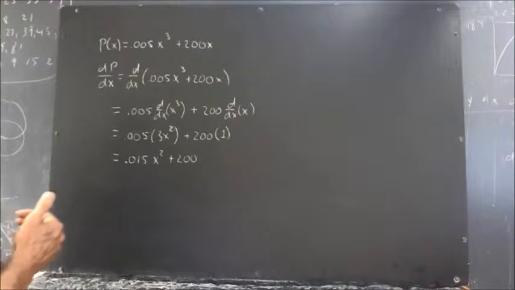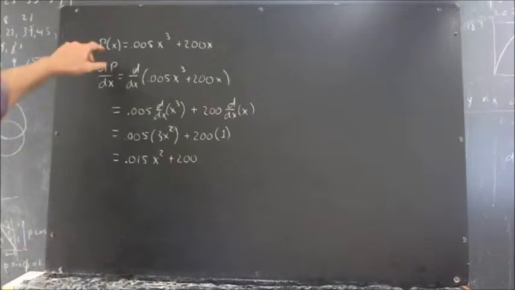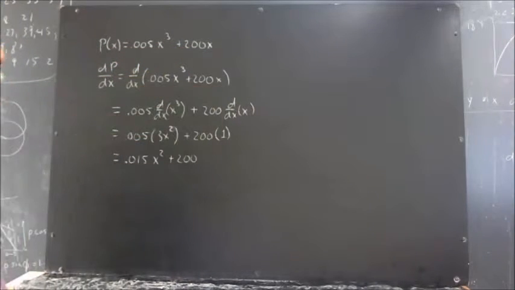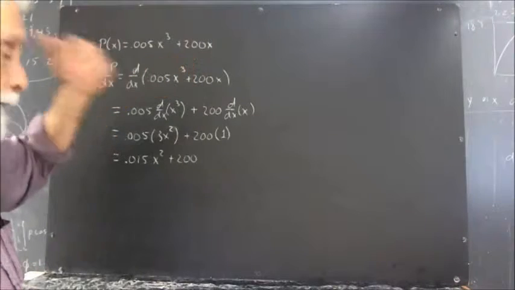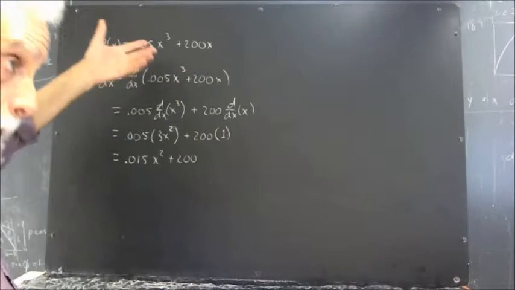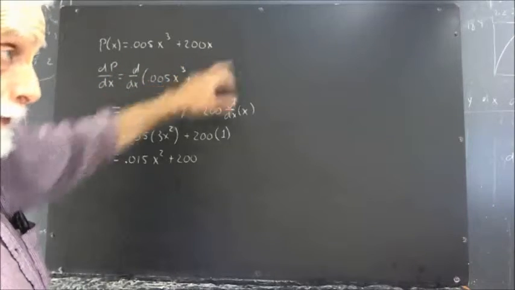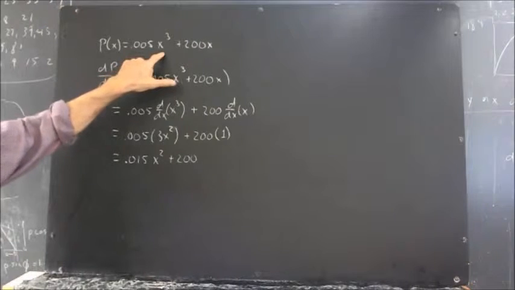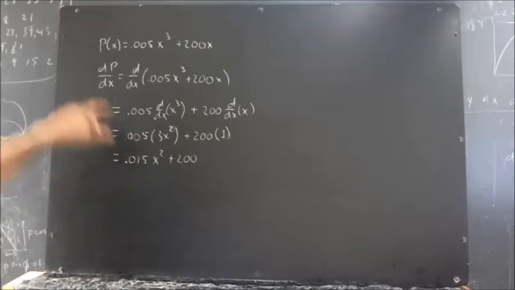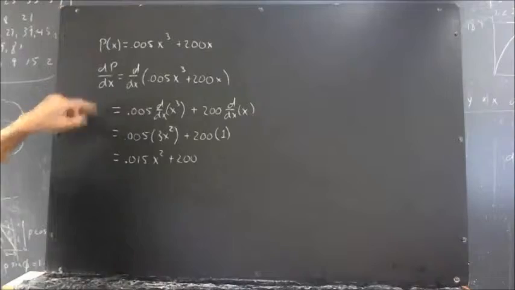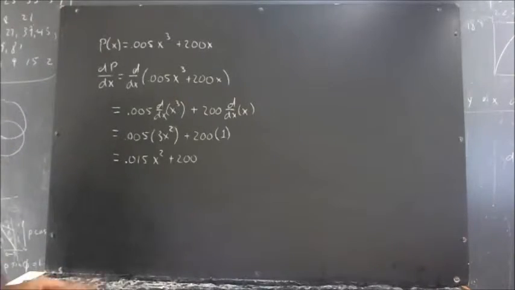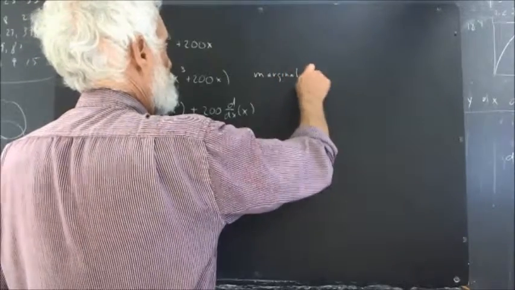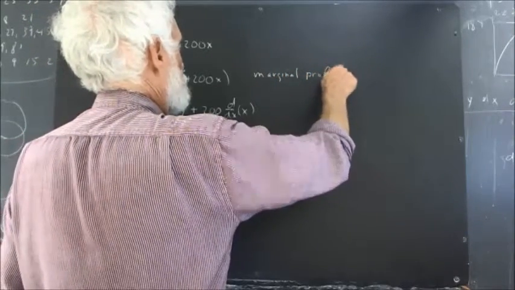The last problem we did in class involved a profit function P(x) = 0.005x³ + 200x. Now this is the profit to be derived from manufacturing or selling, depending on the situation, x units of something. So we want to find the marginal profit. So the marginal profit is the derivative of the profit with respect to x. Okay, this is the marginal profit.